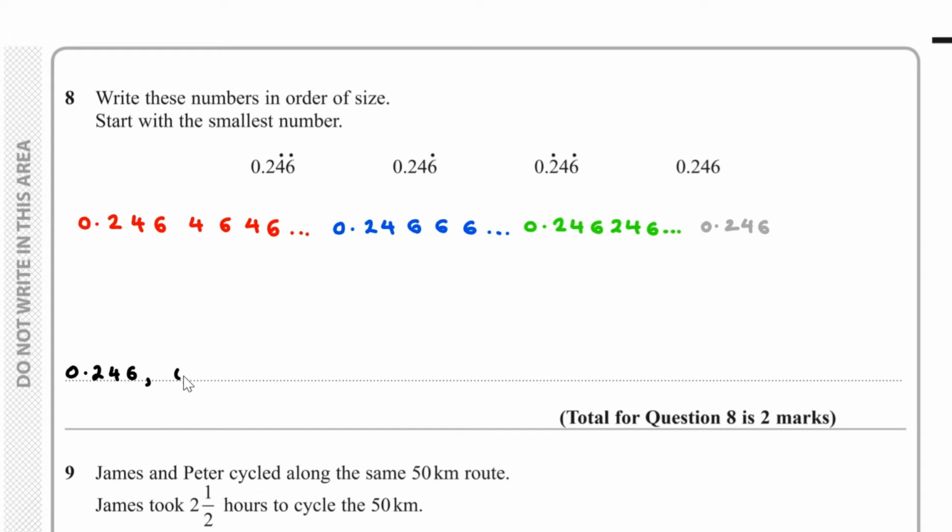So here we've got 0.246, where the 2 and the 6 are repeating. And then we've got 0.246, where the 4 and the 6 are repeating. So we've got 0.246. And then we've got the 0.246, where the 6 here is repeating.